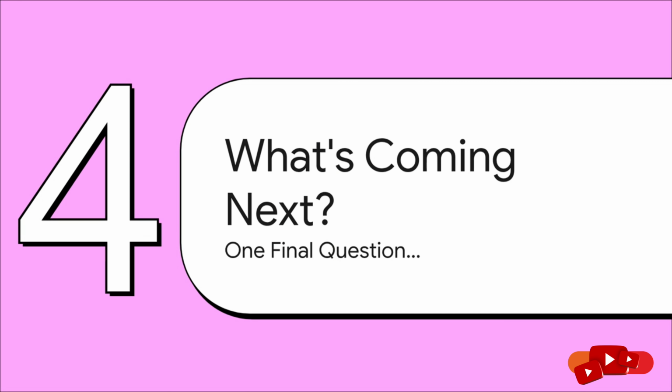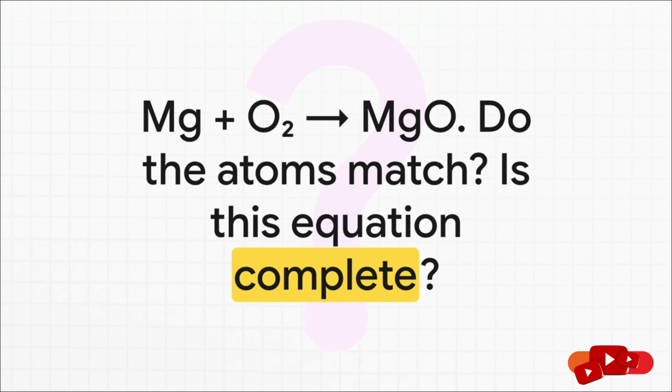So we've come a long way, right? From a full sentence to a word equation and now to a sleek skeletal equation. But before we wrap up this part, I want to leave you with one little puzzle to think about. Let's look at our equation one more time. Mg plus O2 arrow MgO. Look really closely with me. On the left side, the reactant side, how many oxygen atoms do we have? We have 2, right, in that O2 molecule? Okay, now look at the right side, the product side. How many oxygen atoms are in MgO? Just 1.